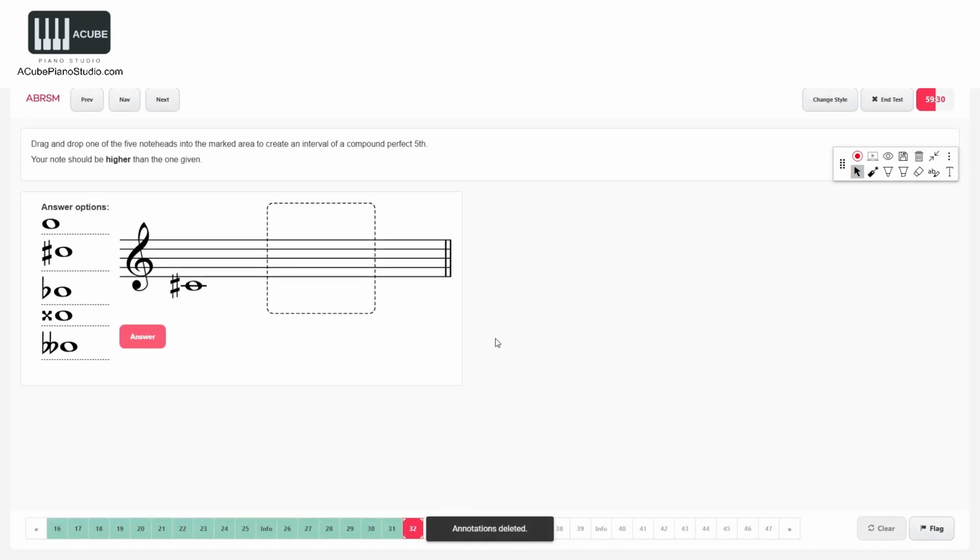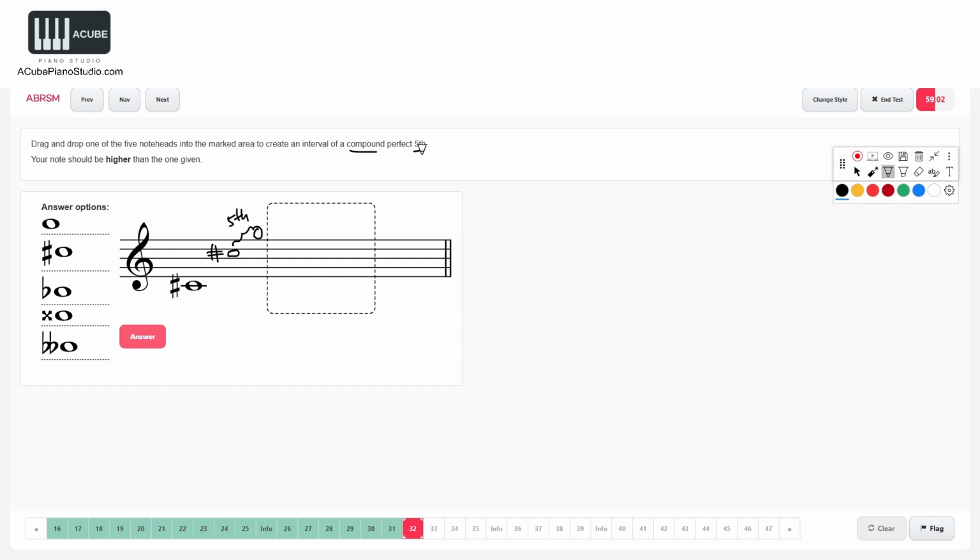Okay, next, drag and drop one of the 5 note heads marked to create an interval of compound perfect fifth. So I need a compound perfect fifth, right? So it is more than an octave apart. So here to here is an 8th. So to be a compound perfect fifth, it will be at G, right? C, D, E, F, G. So here to here is a 5th. So that is how I get the compound fifth.